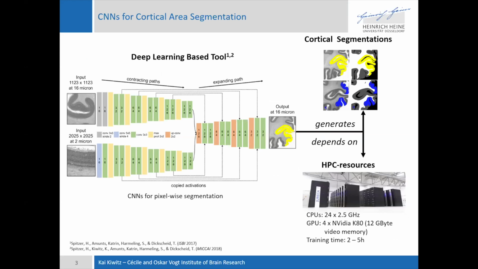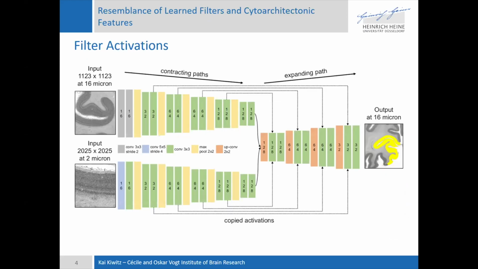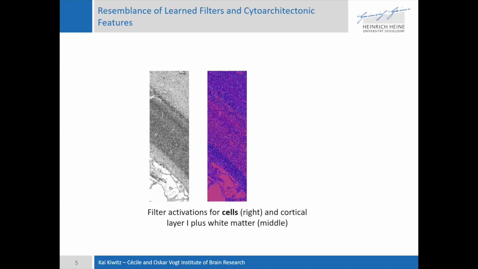So one possible solution to overcome this has been introduced by Christian Schiffer, for example, a few minutes ago. That is a deep learning based tool for cortical area segmentation. And what we were interested in when we applied this interesting tool is, how does this tool actually operate? So what we wanted to see is whether there is a resemblance of learned filters inside the tool that actually resembles cytoarchitectonic features. So we took a look into the tool.